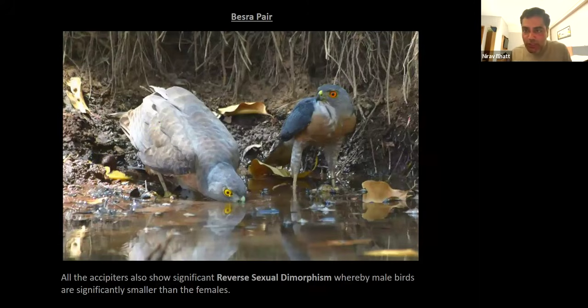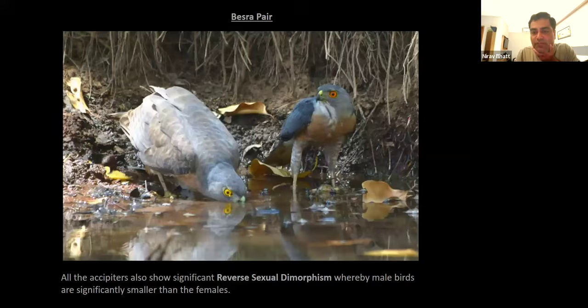So we often try to identify the birds by looking at the size of the birds. People say that Sparrowhawk is bigger than Shikra. That's how we identify it. That's not the correct way, because see the size difference here. Like all raptors, in Accipiters there is a reverse sexual dimorphism where the males are smaller and the females are larger. The size difference can often be very big. We can see here an adult Besra pair. Male on the right side, female on the left side. There is a very big size difference.